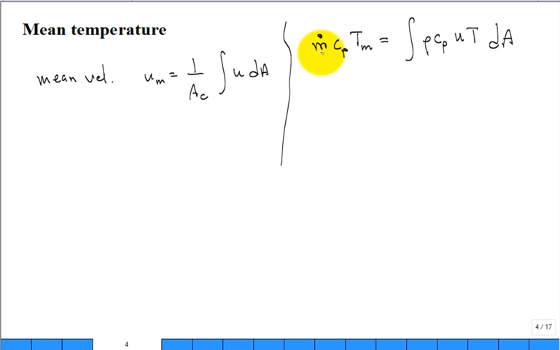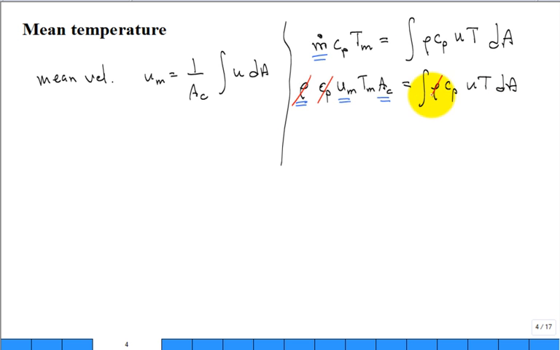So that's our starting point. Well, we expand what is the mass flow rate. It's rho times u sub m times A sub c. I'm going to put the T sub m there and put the c sub p there. So I expanded what m dot is. It's rho u A. All right. And now we have the rho c sub p u T dA. We can cancel, and we find an equation for the mean temperature.